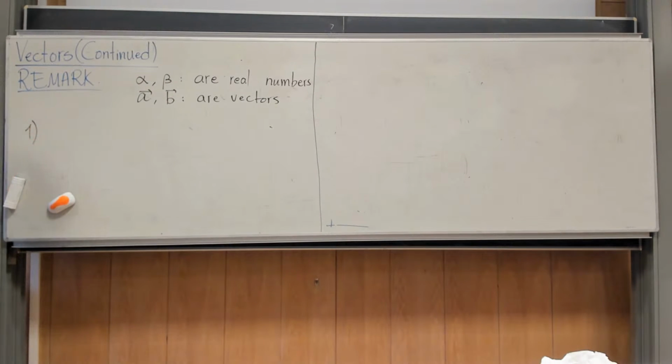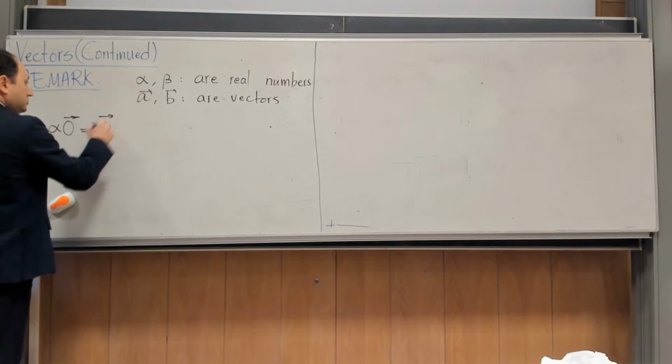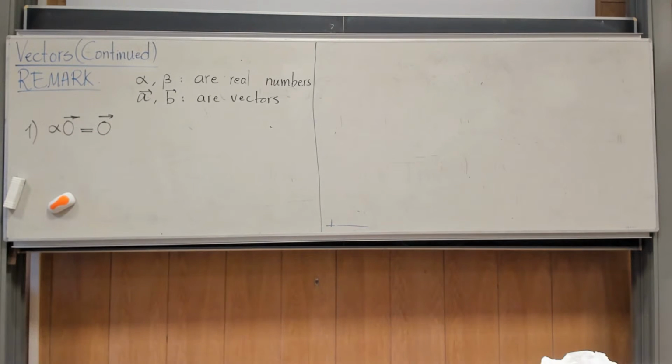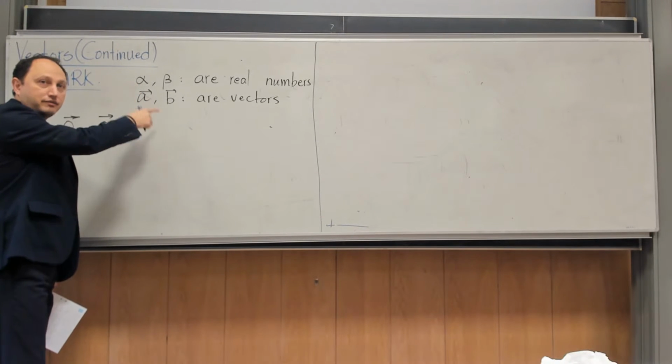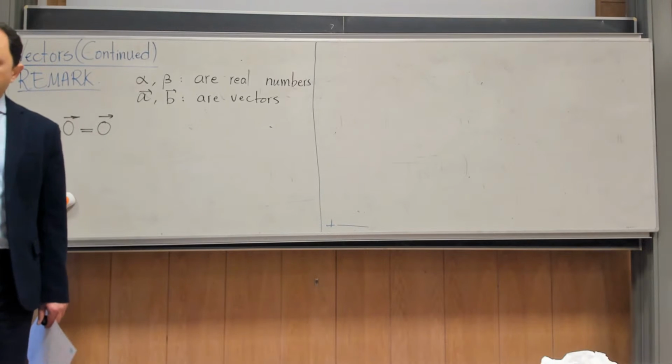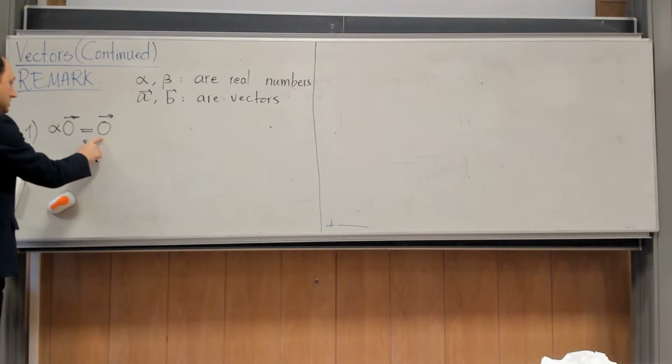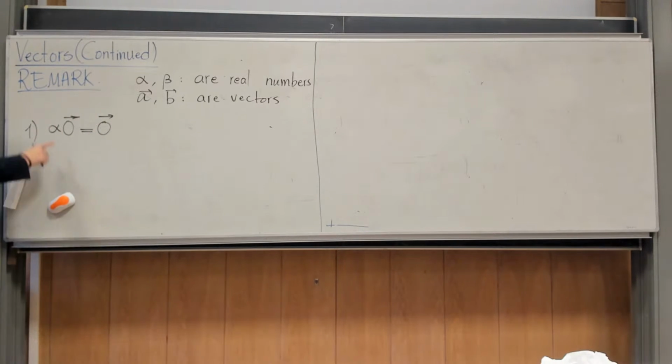So number 1, what do you think will happen if I multiply any number, even if I don't know it, by the 0 vector? What would be the answer? Yes, 0 vector. Am I allowed to write just 0? No, because we learned that if I multiply a number by a vector, by definition, it is supposed to be another vector. So alpha times this is not 0, it is the 0 vector. Do I need to know the value of alpha to make sure of this? No. Alpha can be any number that you like.